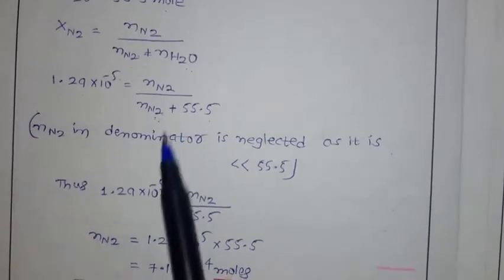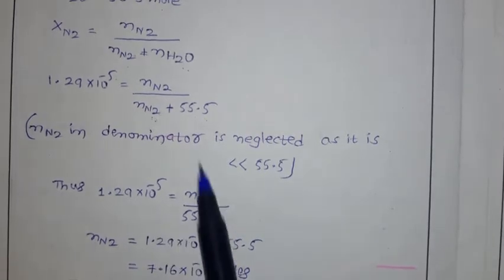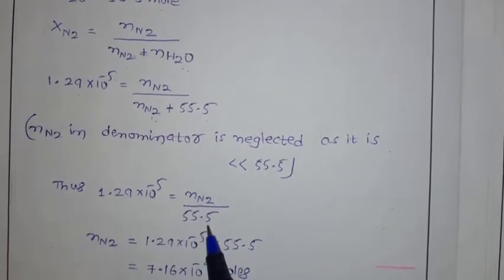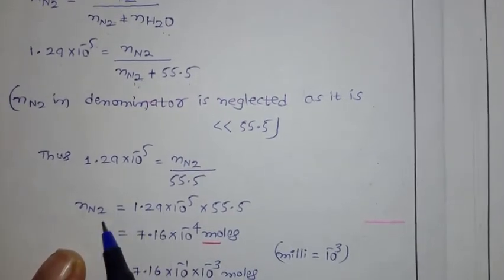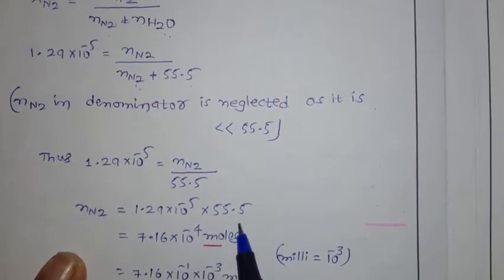Simply, the equation is going to become what? 1.29 × 10^-5 equals the number of moles of nitrogen divided by only 55.5 moles. Okay, now here we go for the simplification. Number of moles of nitrogen equals what? This value, 1.29 × 10^-5, into 55.5 moles.